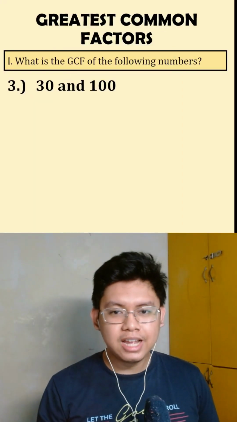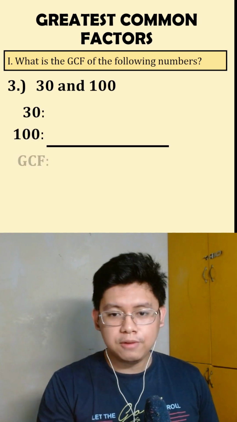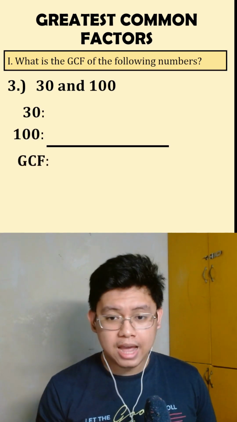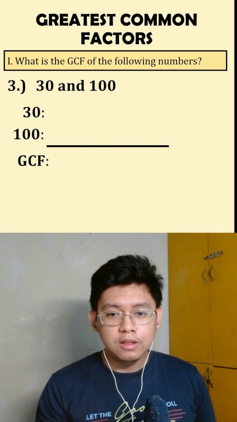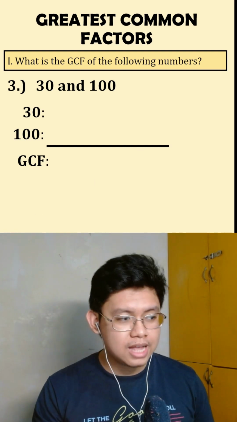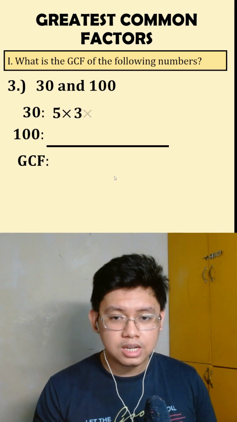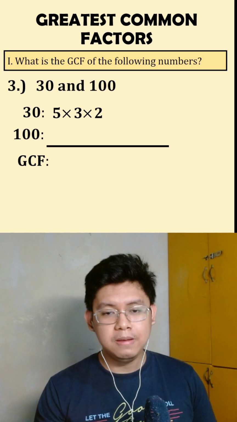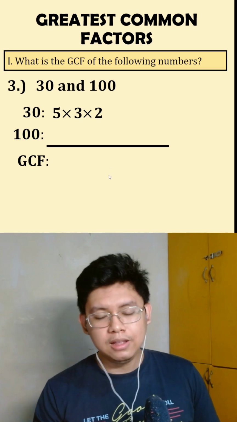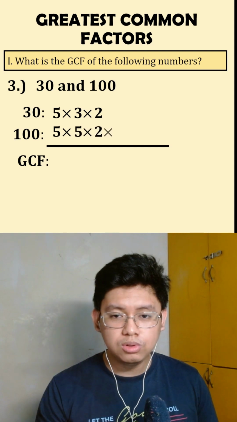Okay, let's get the greatest common factor of 30 and 100. So, ang first step natin is for us to apply the prime factorization to get the prime factors of 30 and 100. So, kunin natin yung prime factors ni 30. So, we have 5 times 3 times 2. Okay? Si 100 naman, yung prime factors niya will be 5 times 5 times 2 times 2.